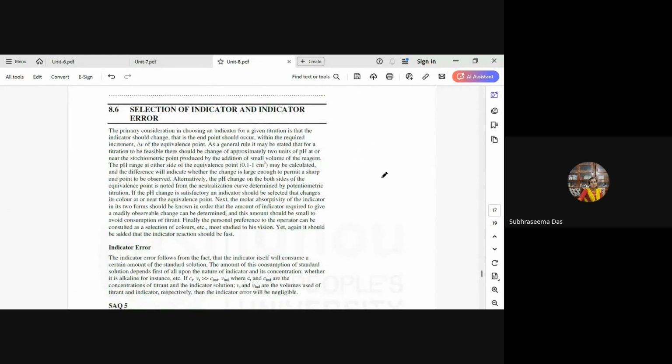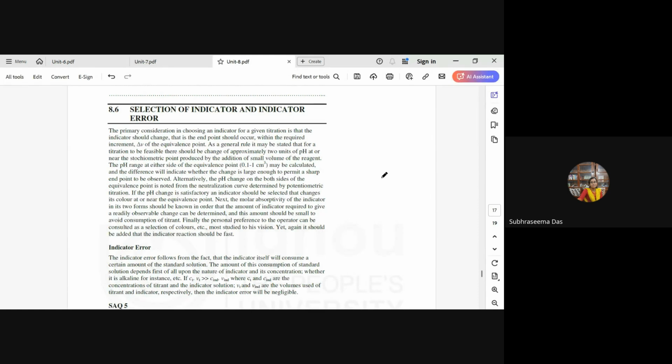Then comes the selection of indicator and what is an indicator error. The primary consideration in choosing an indicator for a given titration is that the indicator should change, that is, the end point should occur within the required increment of the equivalence point. As a general rule, for a titration to be feasible, there should be a change of approximately 2 units of pH at the stoichiometric point produced by the addition of the reagent. So the pH range on either side of the equivalence point is calculated, and the difference will indicate whether the change is large enough to permit a sharp endpoint.